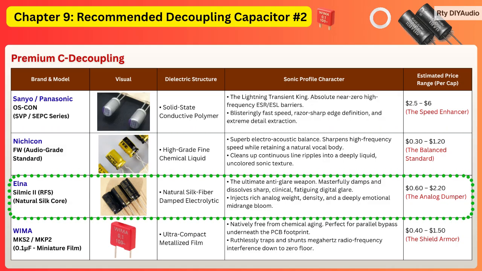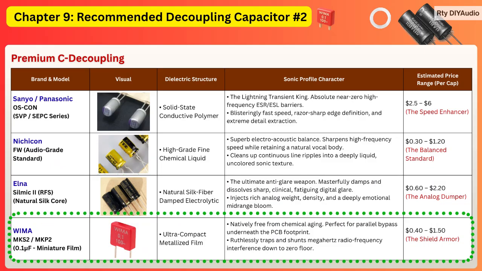Third, our ultimate anti-glare weapon, the ELNA Silmic 2 RFS series. Anchored by a natural silk fiber damped electrolytic matrix, it masterfully damps and dissolves sharp, clinical, fatiguing digital glare, injecting rich analog weight, density, and a deeply emotional mid-range bloom directly into the active local voltage nodes.